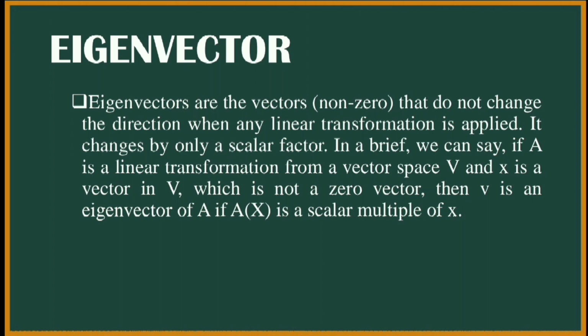So let's define also the eigenvector. Eigenvectors are the non-zero vectors that do not change direction when any linear transformation is applied. It changes by only a scalar factor. In brief, we can say if A is a linear transformation from a vector space V and x is a vector in V, which is not a zero vector, then x is an eigenvector of A if A of x is a scalar multiple of x.